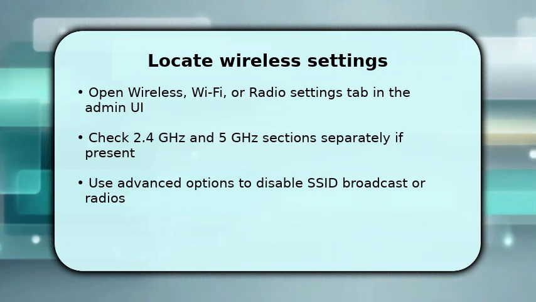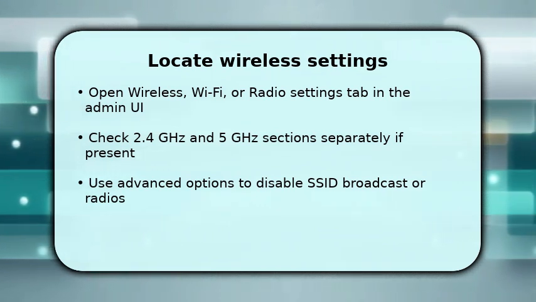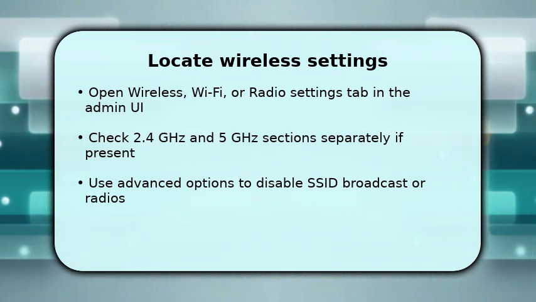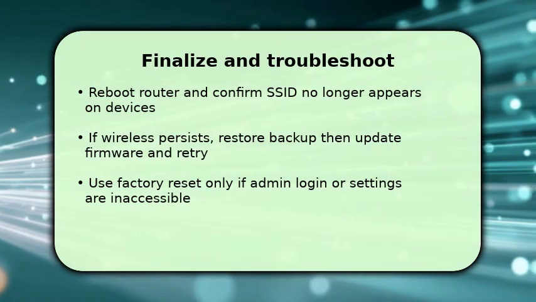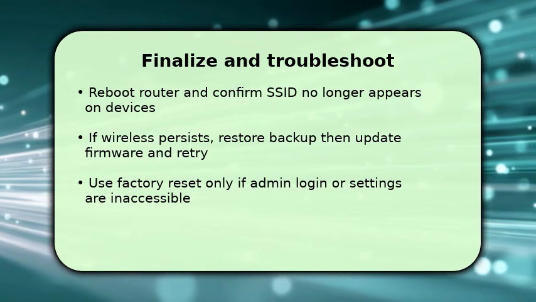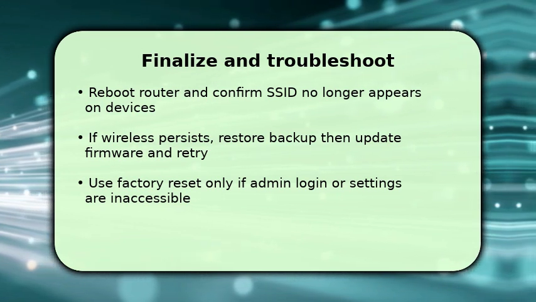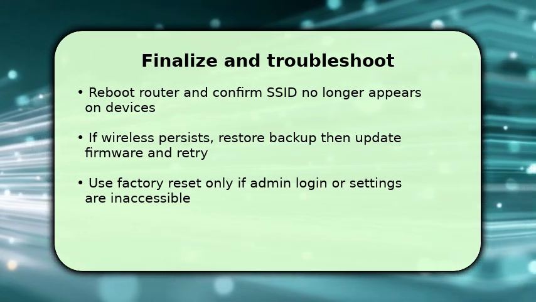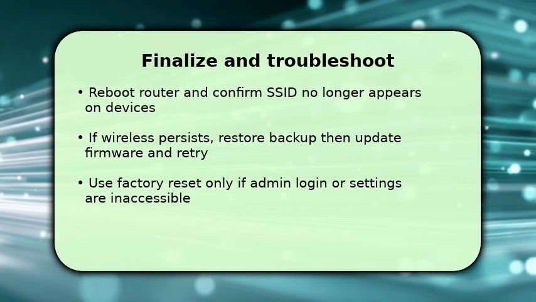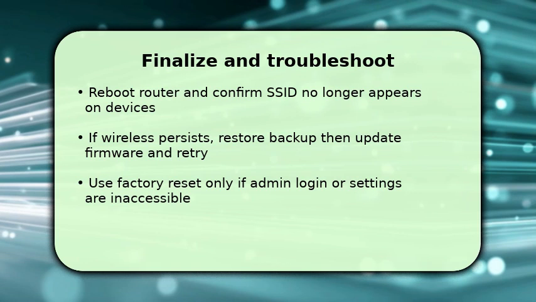If there's an advanced or professional view, make sure guest networks are also disabled. Save changes and expect a brief wireless interruption while the router applies settings. You finish by rebooting the router to ensure changes take effect, then verify from a phone or laptop that the SSID is gone. Once done, if the wireless network still appears, restore your saved backup configuration, update the firmware to fix potential bugs, and repeat the disable steps.